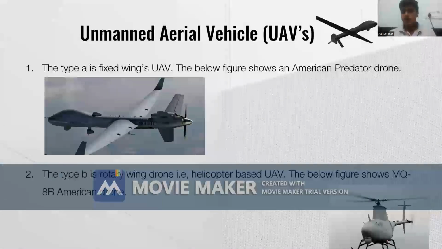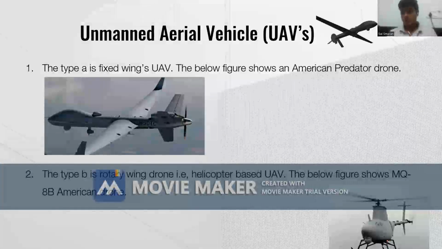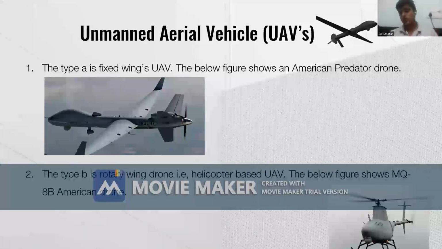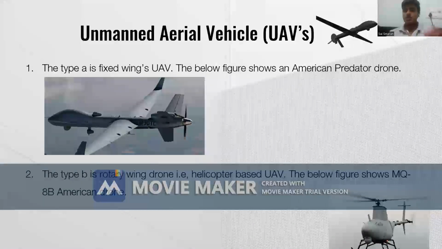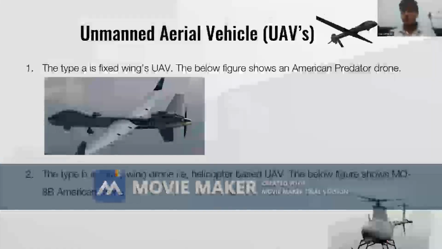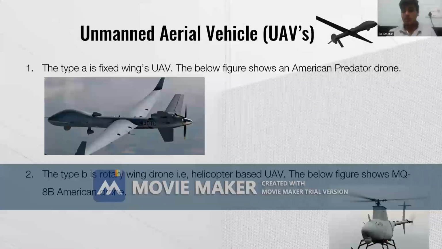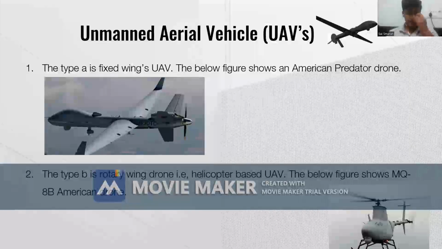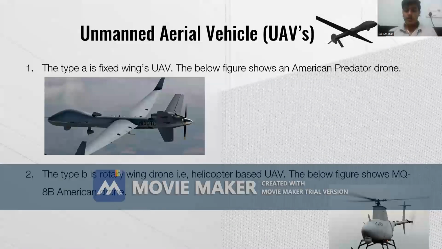Type A is a fixed wing UAV, which is very similar to a fighter jet. The figure below shows an American Predator UAV, the same UAV which even India wants to buy. Type B is rotary wing. The name itself suggests that it is a helicopter-based UAV, and the figure below shows an MQ-8B American UAV. It was recently shown the door, and its successor, the MQ-8C, replaced the 8B as a helicopter-based UAV.